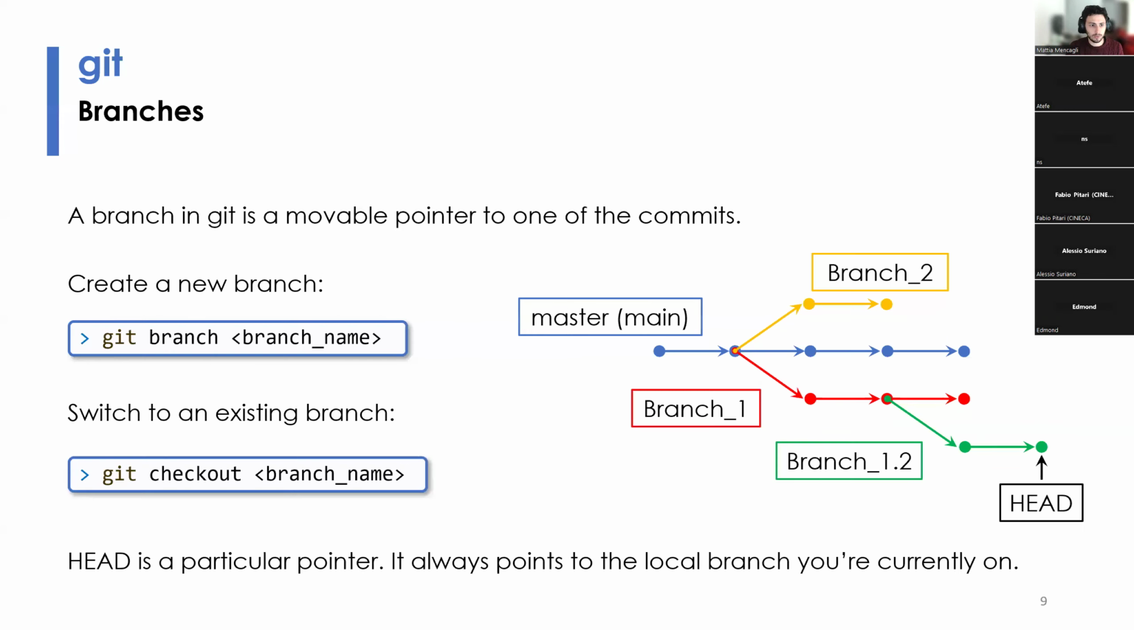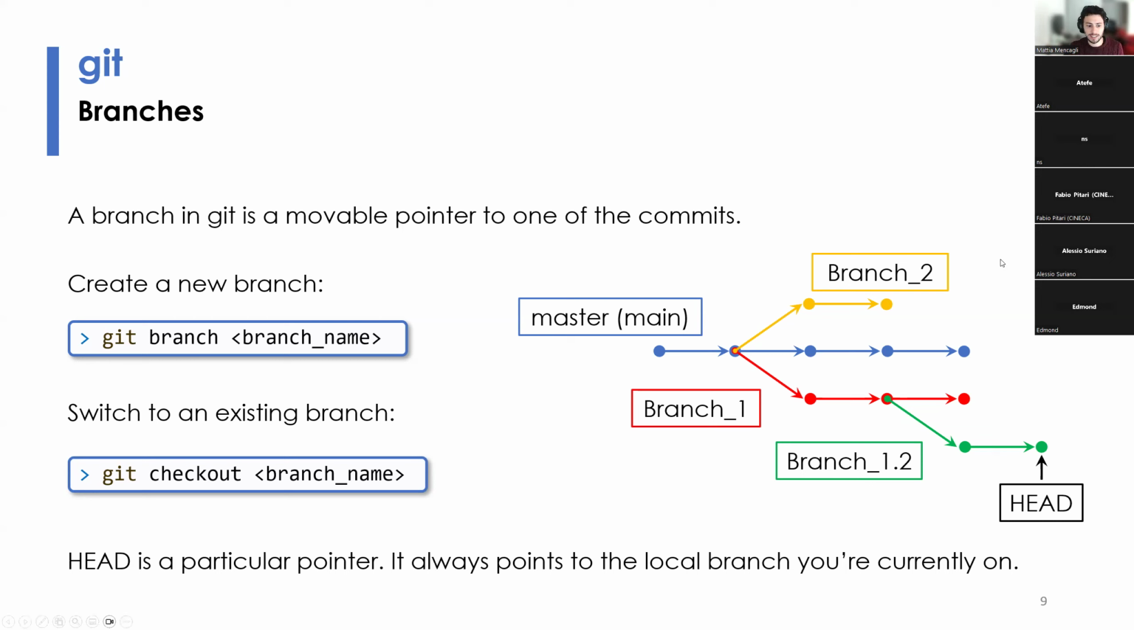Let's talk about one of the most important features of Git: branches. The possibility in Git to have multiple pointers to different histories of your code, to have the possibility of having your code in different states at the same time, okay? You can create new branches by using git branch and switch to existing branches using git checkout.